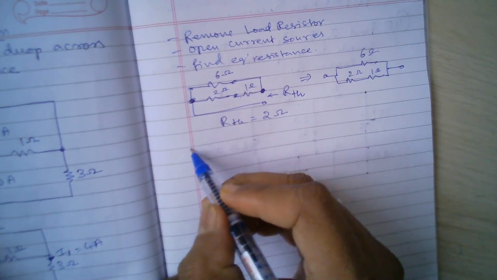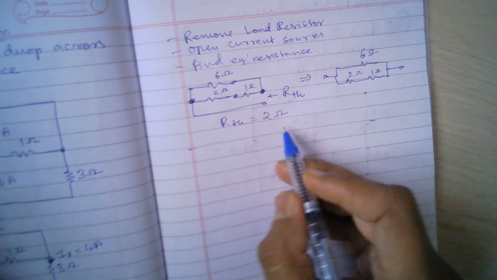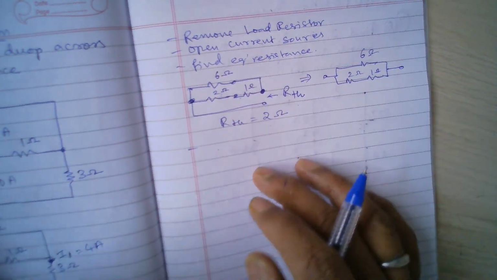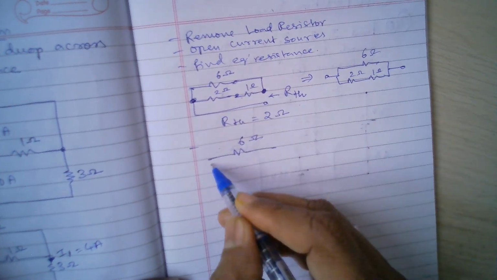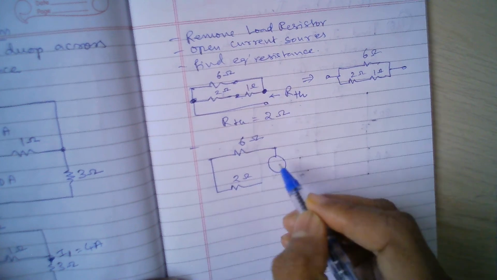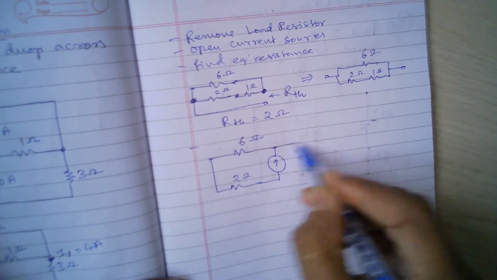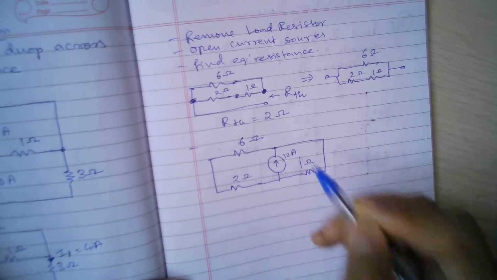Now I need to find the Thevenin's voltage. Okay, so bring back the current source and find the Thevenin's voltage. Okay, voltage across these 2 points. So the circuit becomes like this: 6 ohms, 2 ohms, then we have the current source, 1 ohm, this is 12 amperes.